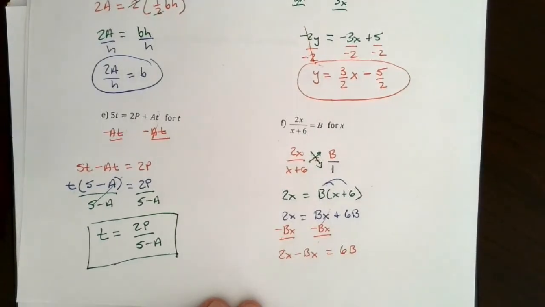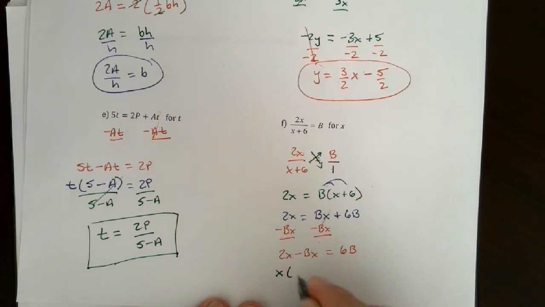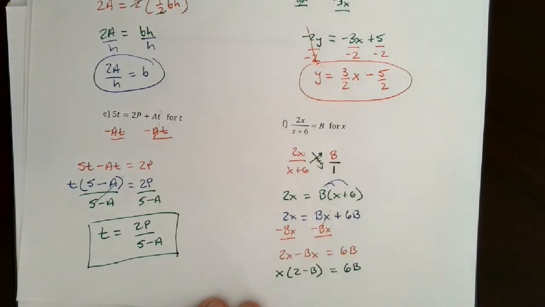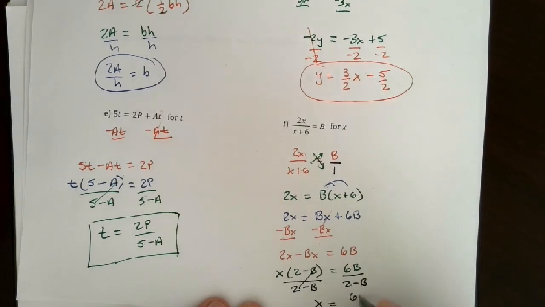Once I have that, now my x's are all together on one side. Everything that doesn't have an x is on the other side. So now I can factor out the GCF here of x. I'm left with x times 2 minus b is equal to 6b. And now I have a single x in the problem, which, remember, that's what I wanted. I had to have a single x on one side. So now I have only one x in the problem. I'm trying to solve for this x. This is x times 2 minus b. So to remove the 2 minus b, we divide by it. Divide by 2 minus b. These cancel out. You're left with x equals 6b over 2 minus b.